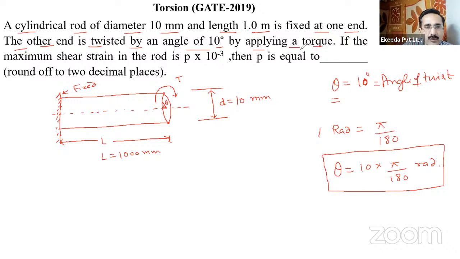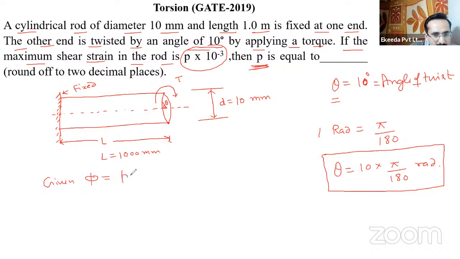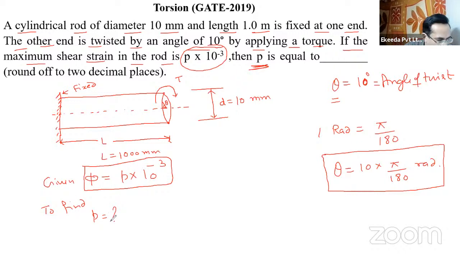A torque is applied, and the maximum shear strain in the rod is P into 10 to the power minus 3. Then what is the value of P? We have to find out the value of P. So shear strain is given to us. What is given? That shear strain is P multiplied by 10 to the power minus 3, this is given, right? What is the value of P? This we have to find out.